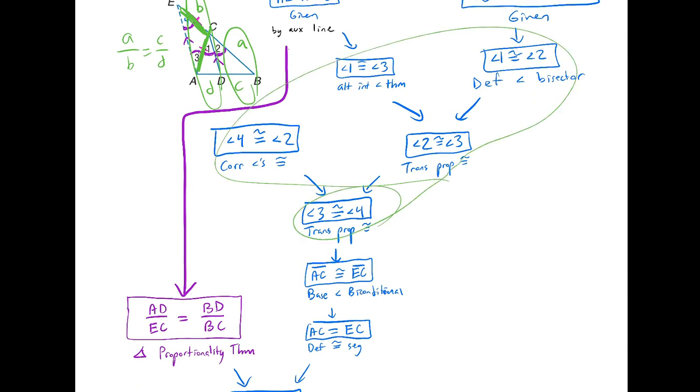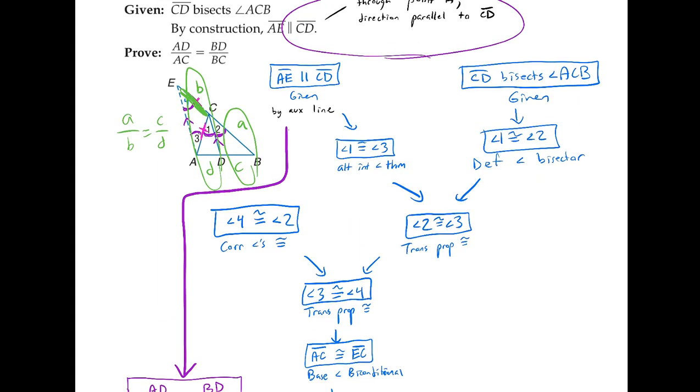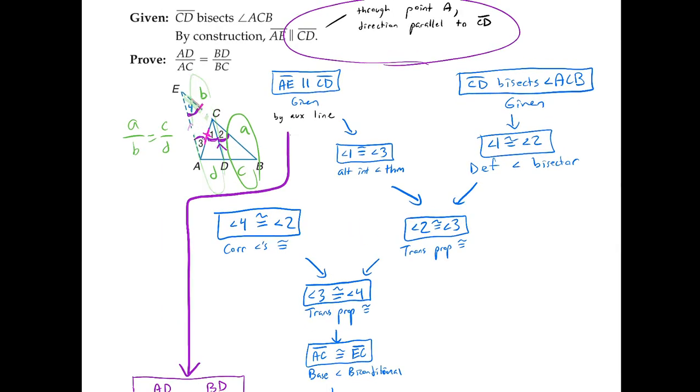3 is the same as 4, to use the base angle biconditional. And once you do all that, angles are the same biconditional, the whole point of that was simply to say, well, the triangle proportionality theorem said these were proportional.